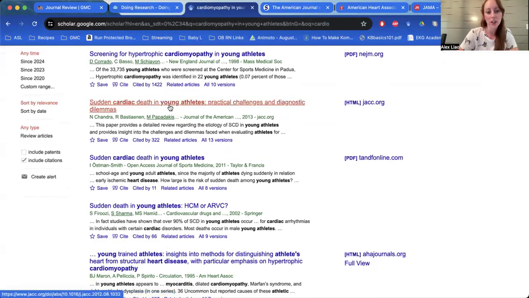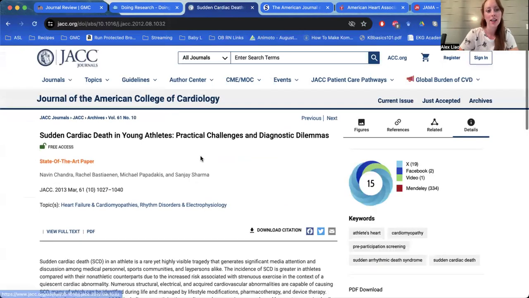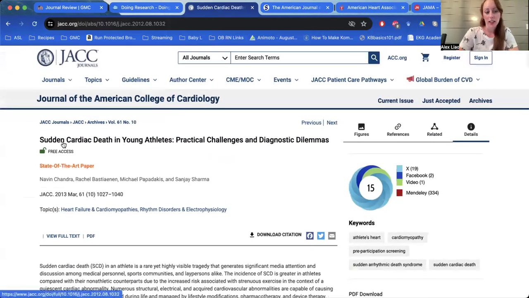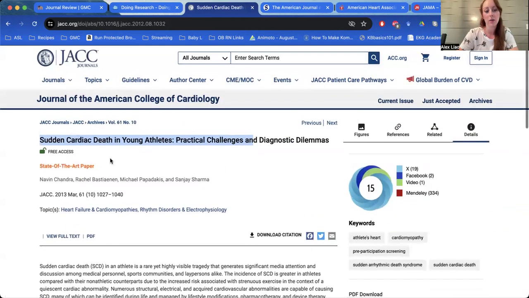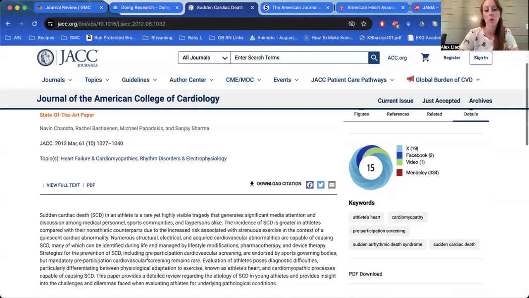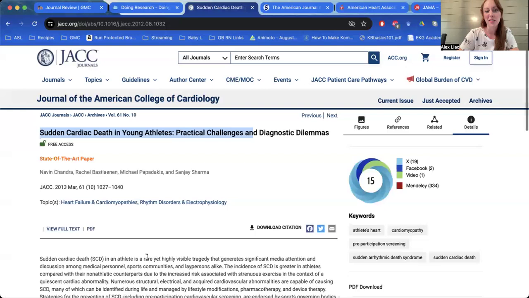So you can click on any article. This article specifically, the title is Sudden Death in Young Athletes, Practical Challenges and Diagnostic Dilemmas, and the journal is the Journal of the American College of Cardiology. So that's the journal name, and this is the article name. From there, you can read and see, is this a primary source? Is this theoretical? Is this applied? What type of article is this? And be able to answer the questions. So you can have fun with it.